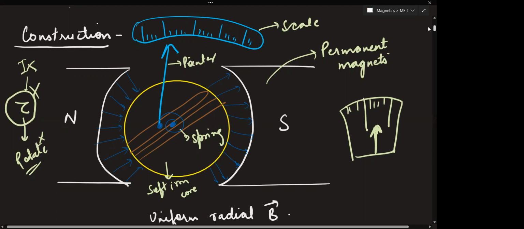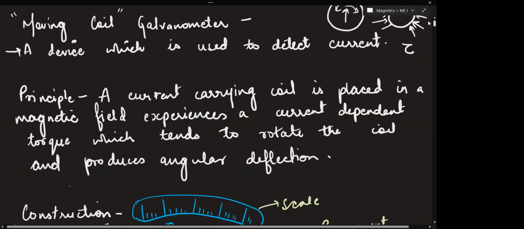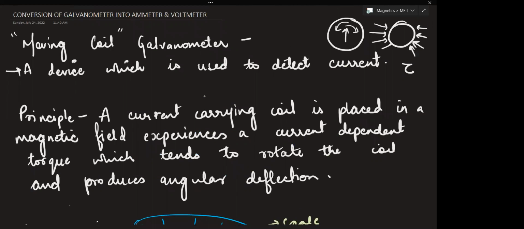So what's the principle of it? This is the principle only. A current carrying coil that is placed in a magnetic field experiences a current dependent torque that tends to rotate the coil and produces angular deflection. Got it? This is the principle of the moving coil galvanometer.